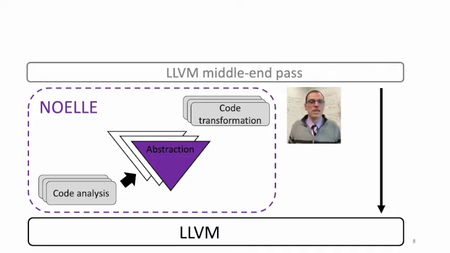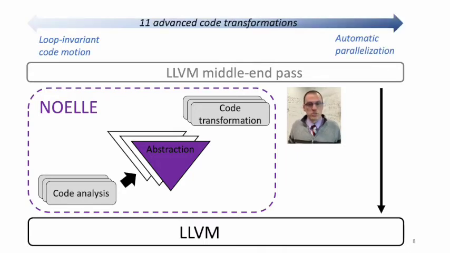On the other hand, if you try to accomplish the same result using low-level abstractions, it will take you many thousands of lines of code. And I know it because I did it, unfortunately. Powered by these high-level abstractions and code transformation APIs, we built 11 advanced code transformations to cover the complexity spectrum, ranging from our implementation of loop invariant code motion, which is significantly smaller and more powerful than the one available in LLVM that relies on low-level abstraction, to several advanced automatic code parallelizers.